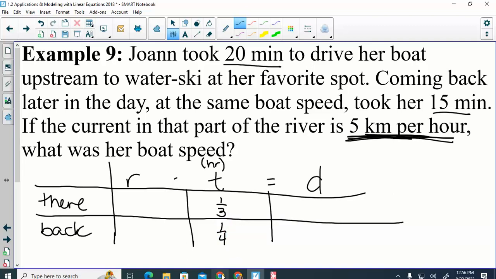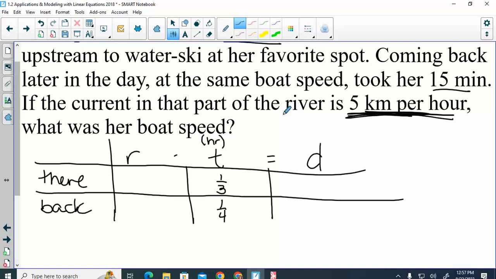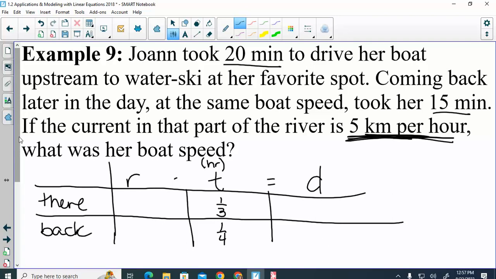Okay. Right. I know the boat speed is the same, and the current is 5 kilometers per hour. So when we were going upstream, it took us longer. So what's happening is the boat's going forward, and the current's pushing against us. So does it speed you up or slow you down? Slow you down. So you're trying to go at some speed, but it's slowing us down by 5 kilometers per hour. Okay, but when we come back, now we're set at our same speed, but now the current is behind us and pushing us forward. So what speed do we have coming back?